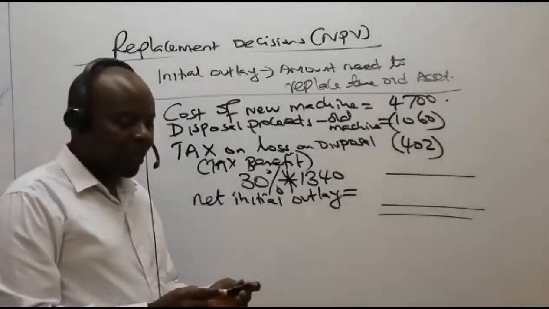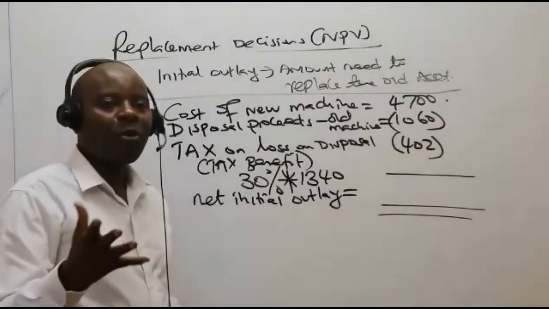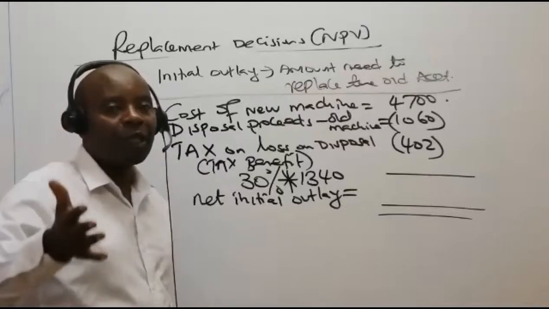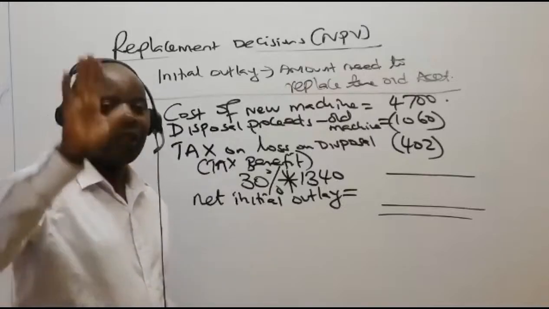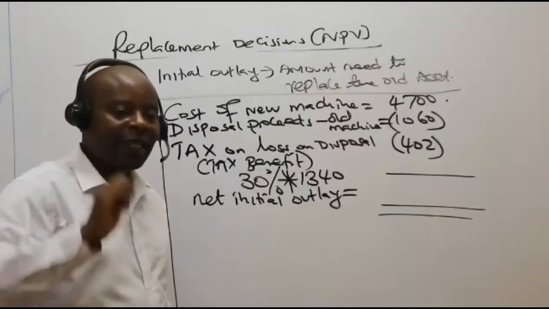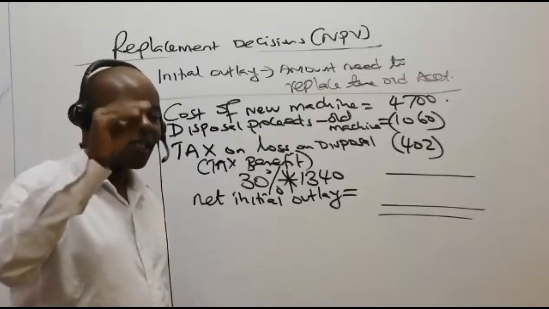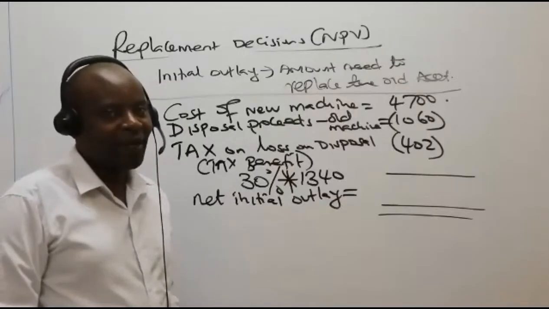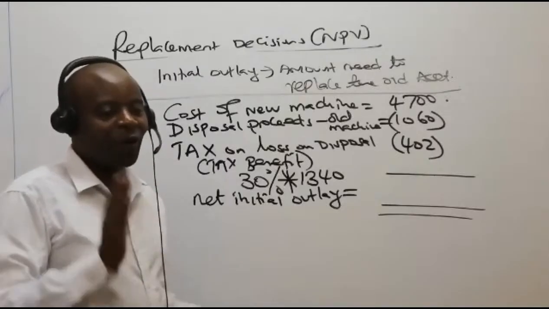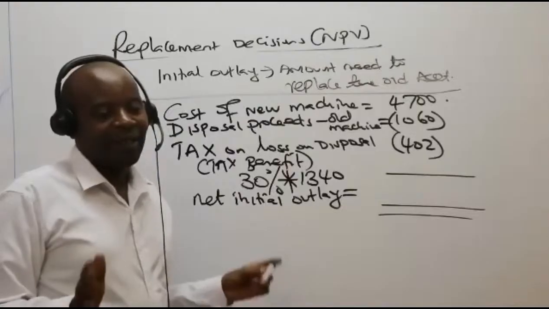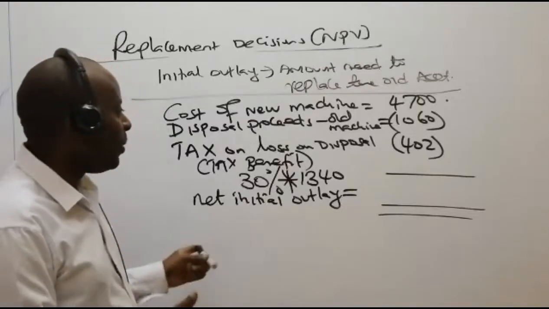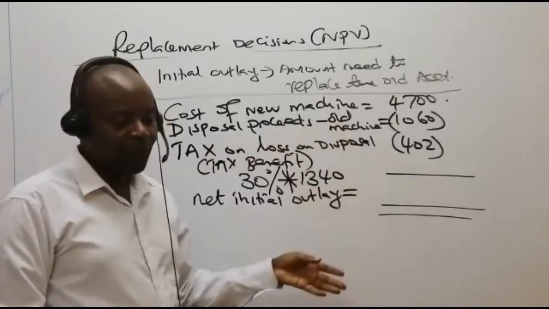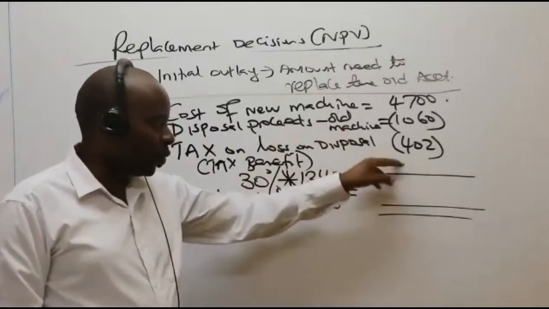A good question there. What if we make a profit on disposal? If we make a profit on disposal, of course, we'll be expected to pay tax on that. Although in all the many years that I've taught, I've never seen a replacement question where the old asset is sold at a profit. It will be very hard. All of them, we are making a loss. But should we make a profit on disposal, that becomes an expense on us, so we would do the opposite of this, which is adding.